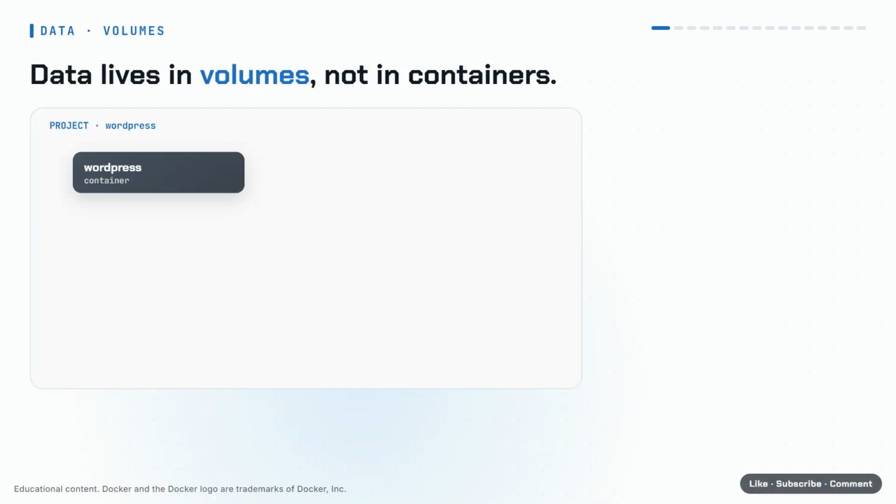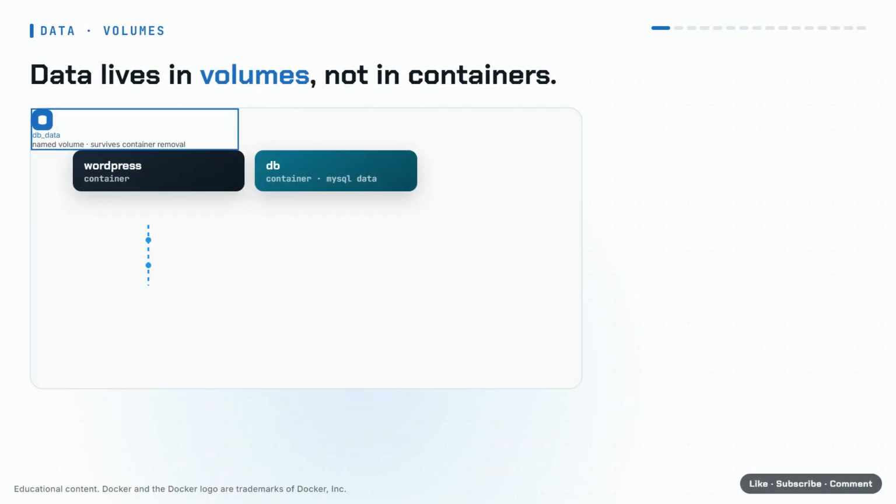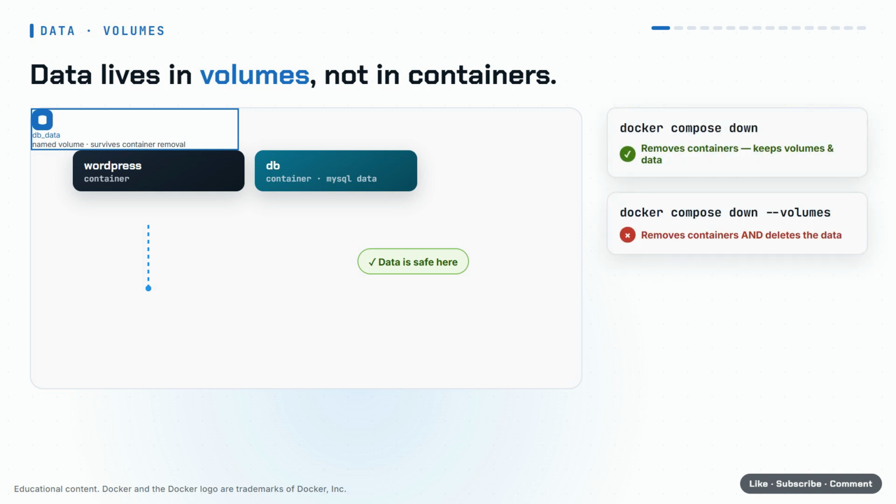Where does the data live? Not in the container. It lives in named volumes, like db_data. docker compose down removes the containers, but keeps your data. docker compose down --volumes deletes it all. That flag is what wipes your database.